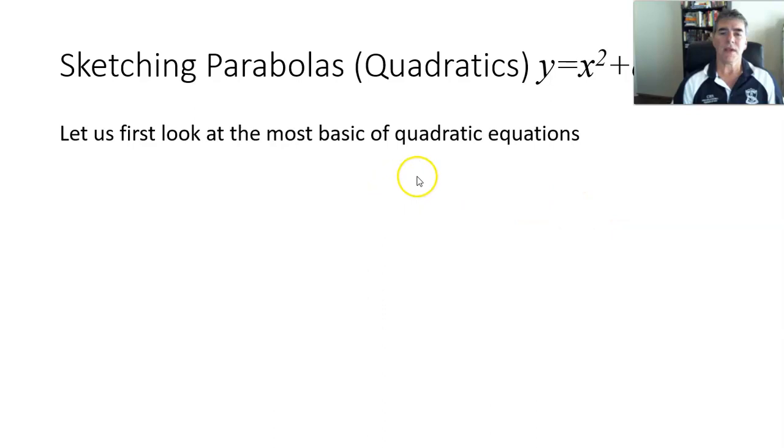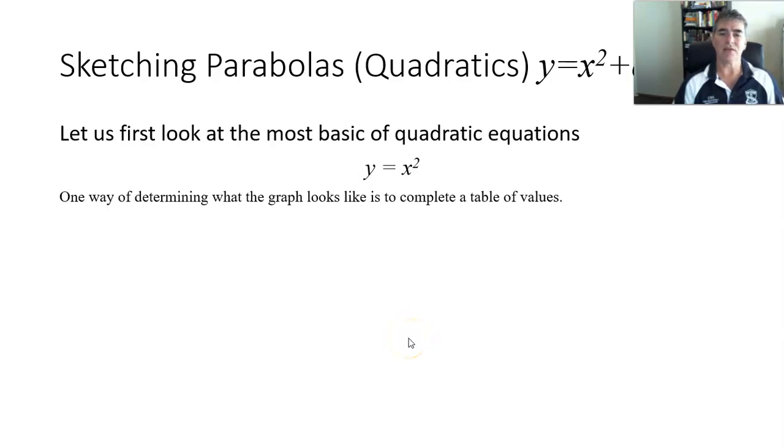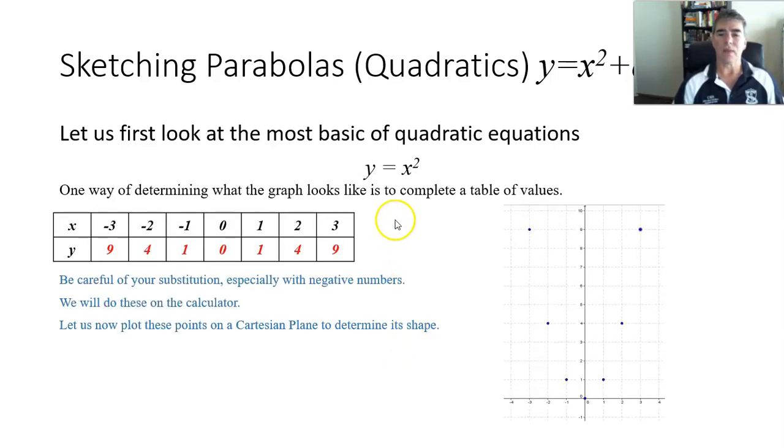So let's have a look at the most basic of quadratic functions, y equals x squared. Again, we could use a table of values, and I'm not going to go through too much. I did in my last video, when we complete our table of values, substituting -3, square it, get +9. So be careful with those negative numbers. -2 squared is 4, -1 squared is 1, and so on. And we've plotted those points on our Cartesian plane or a number plane.